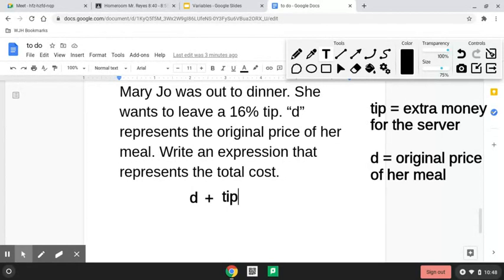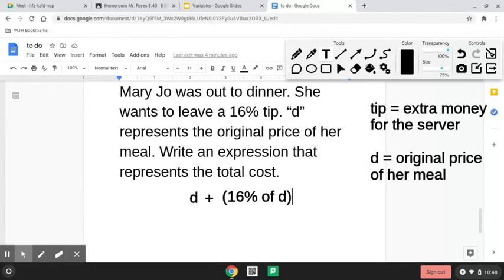But we can do better than that, just saying tip, when it comes to writing with math language, because it says we need a 16% tip. So the tip is going to be 16% of the original cost. Oh wait, I don't need to write original price. All I have to write is D.